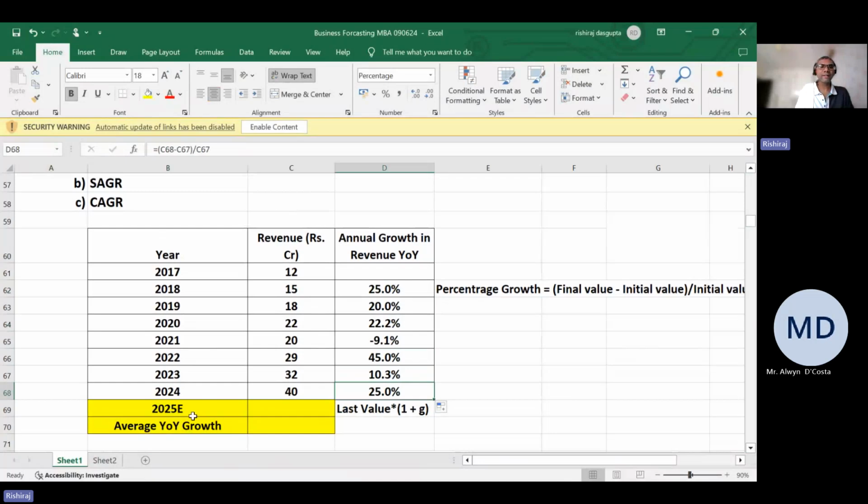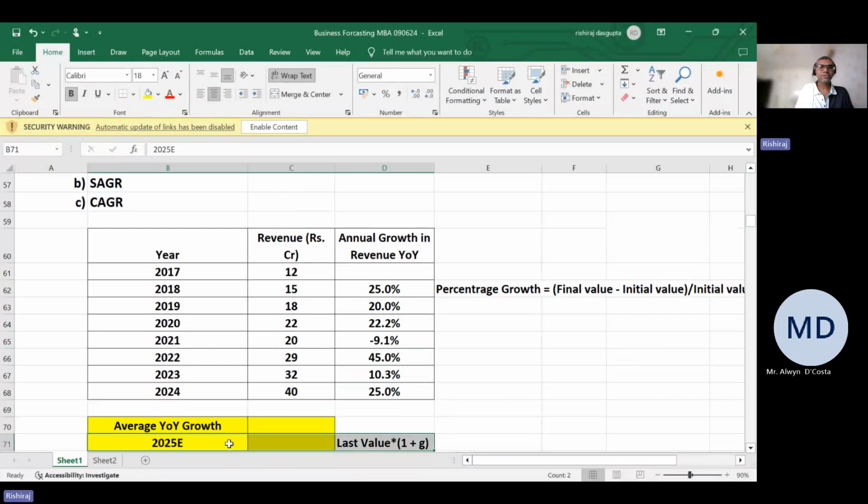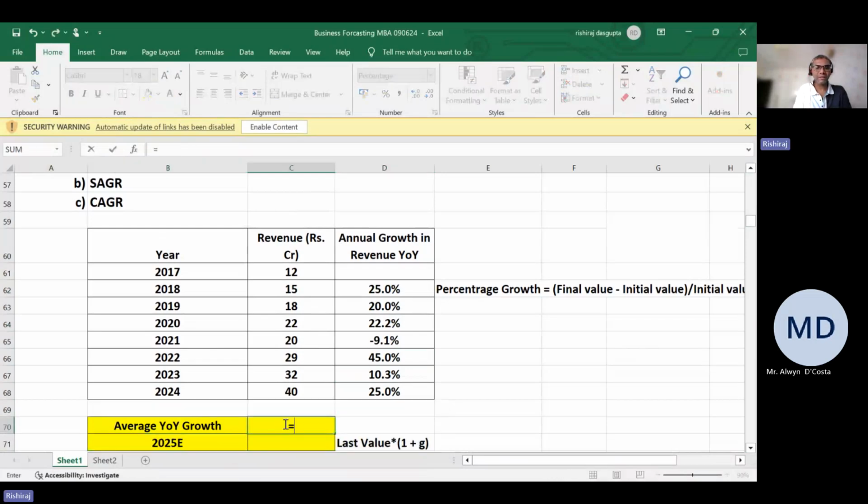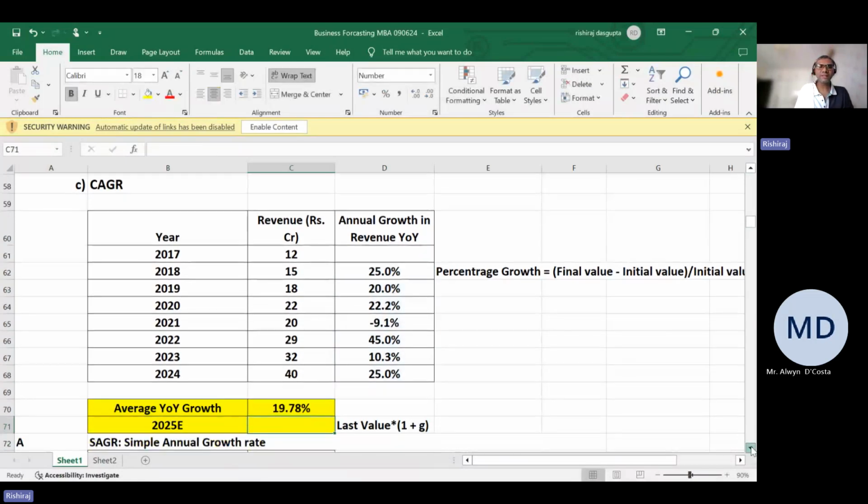First we calculate the average year on year growth. I use the average formula, AVERAGE. I repeat, AVERAGE, of this year on year growth. This is 19.78%. We can find the average year on year growth as 19.78%.